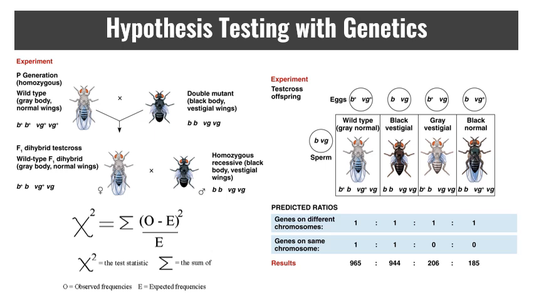Okay, so if we look at the example on the right, you would predict a 1-to-1 to 1-to-1 relationship if the genes are not linked. If the genes were linked, you would expect a 1-to-1 to 0-to-0. Looking at the results, we have 965 to 944, then to 206, and then to 185. That looks like a 1-to-1 relationship, but looks like is not enough. You're going to need to do stats, and that's where chi-square would come in.